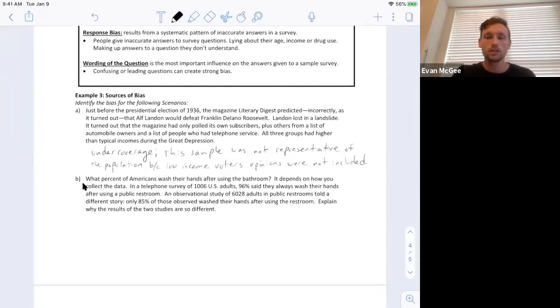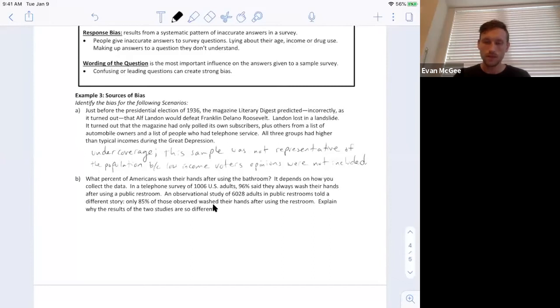Let's take a look at the second one. What % of Americans wash their hands after using the bathroom? It depends on how you collect the data. In a telephone survey of 1,006 US adults, 96% said they always wash their hands after using a public restroom. An observational study of 6,028 adults in public restrooms told a different story. Only 85% of those observed washed their hands after using the restroom. Explain why the results of the two studies are so different.